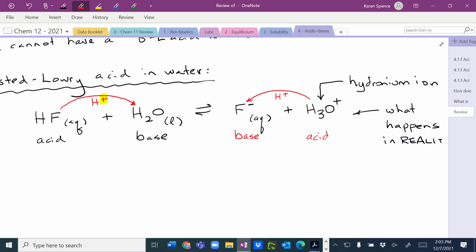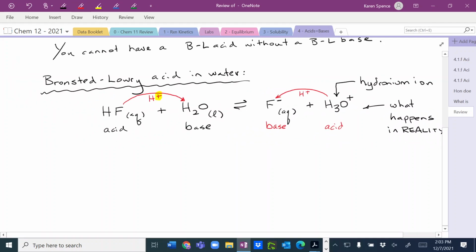This process, what's happening in reality, is called ionization. And that is a little bit different than how we've been writing what acid does in water up till this point. Up till this point, we've been doing dissociation, yes? Where we've taken our HF and dissociated it into H plus and F minus. This is not what happens in reality, okay? This is what we call the shorthand version.